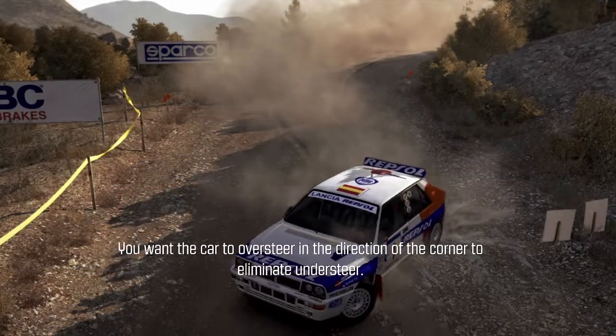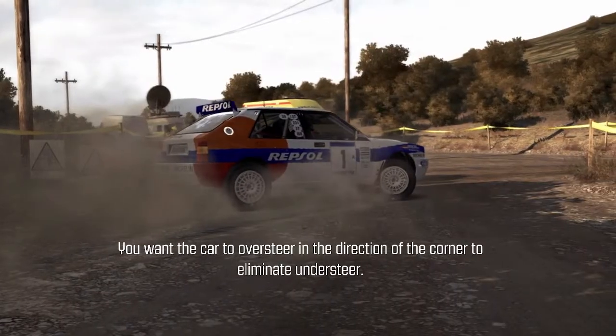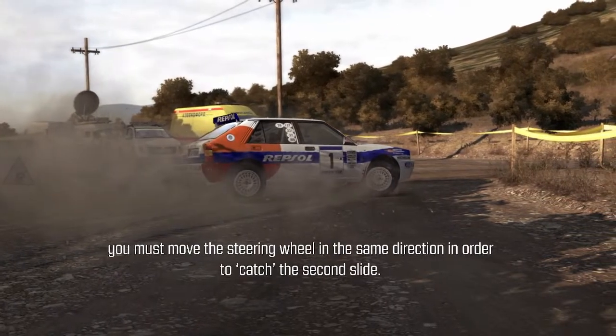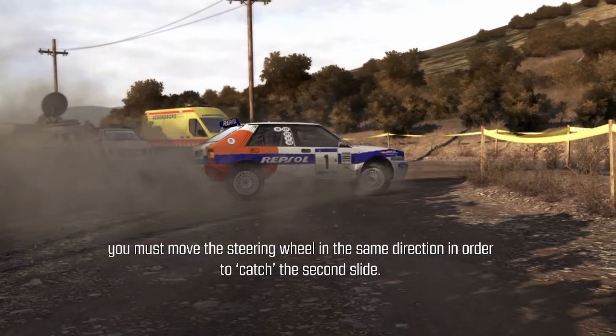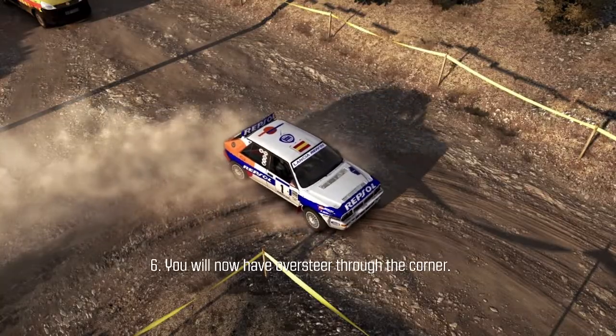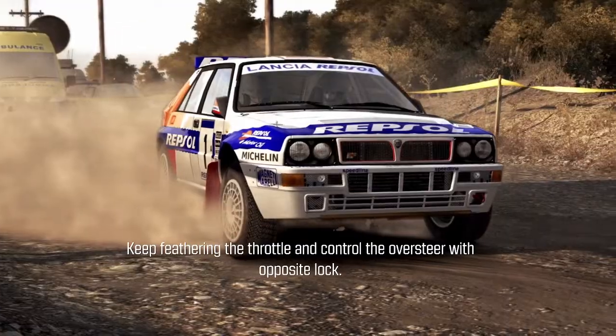You want the car to oversteer in the direction of the corner to help eliminate understeer. Now feather the throttle as the car is switching from oversteer one way to the other. You must move the steering wheel in the same direction in order to catch the second slide. You will now have oversteer through the corner. Keep feathering the throttle and control the oversteer with opposite lock.